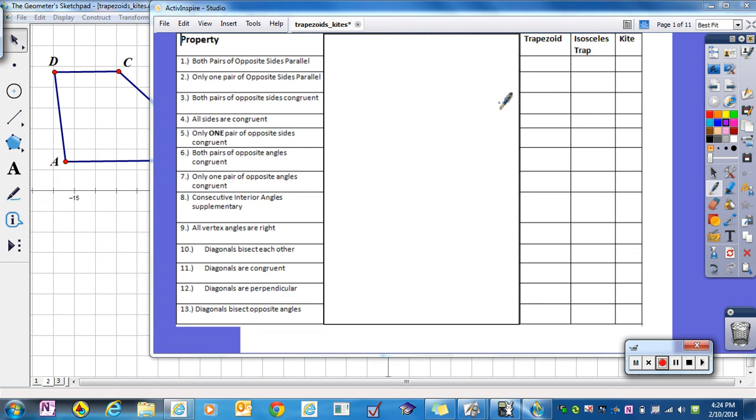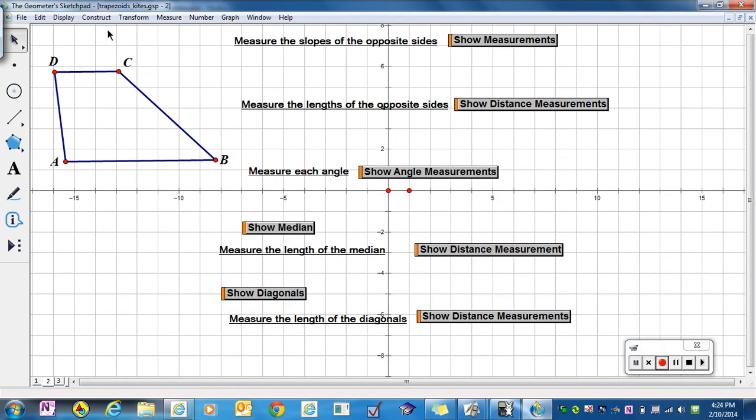Alright, what we're going to take a look at today are trapezoids, isosceles trapezoids, and kites. And we're going to do this using Geometer's Sketchpad. Alright, so the very first thing is we want to know about parallel sides. So let's show the measurements of the slopes of the opposite sides.